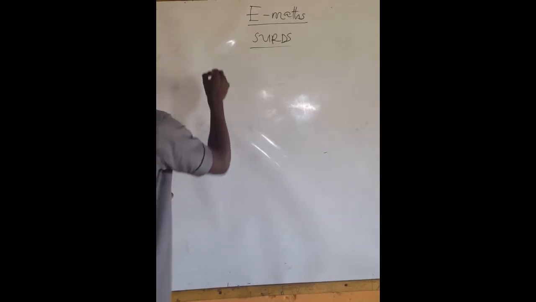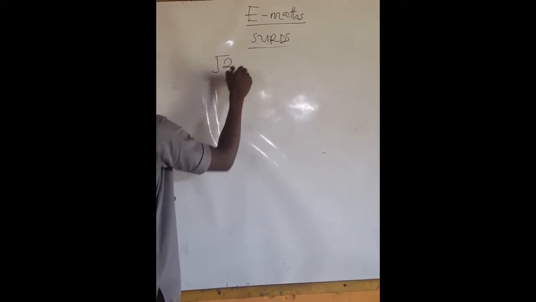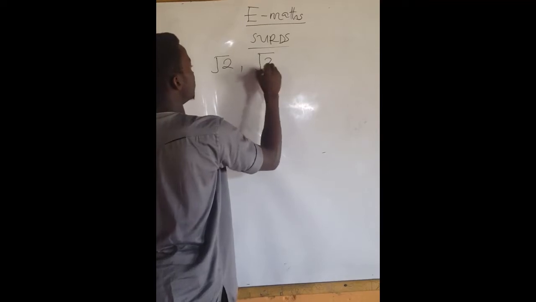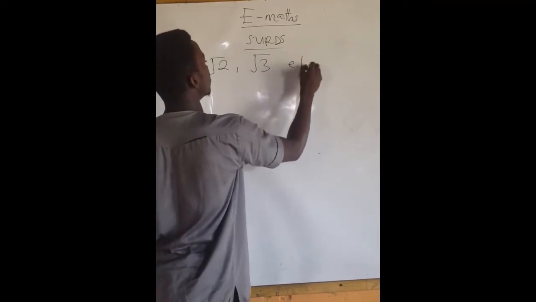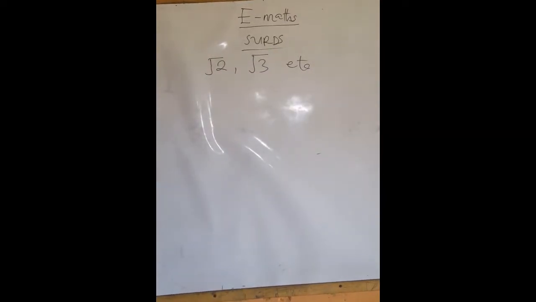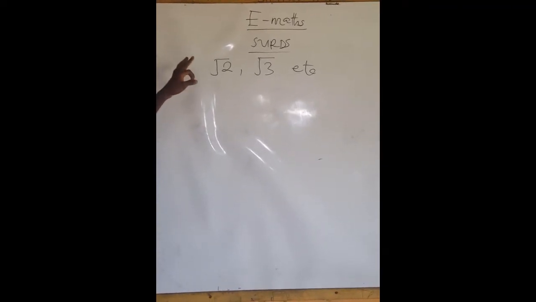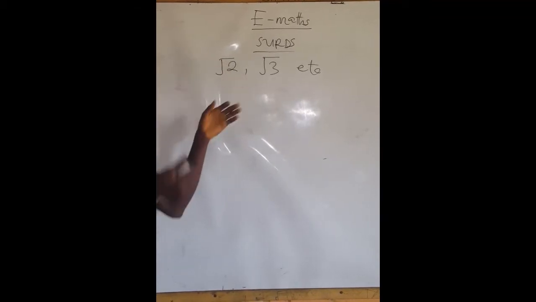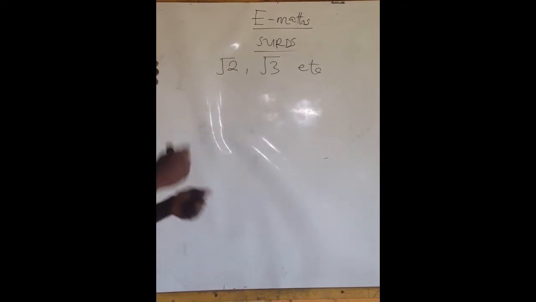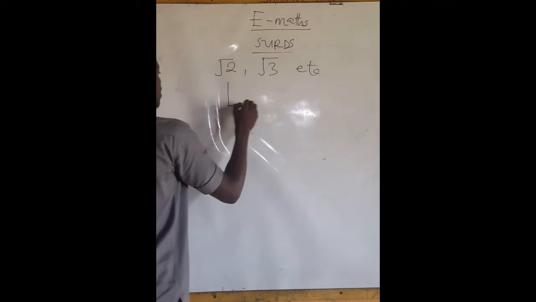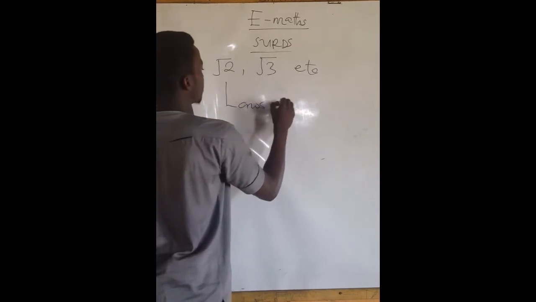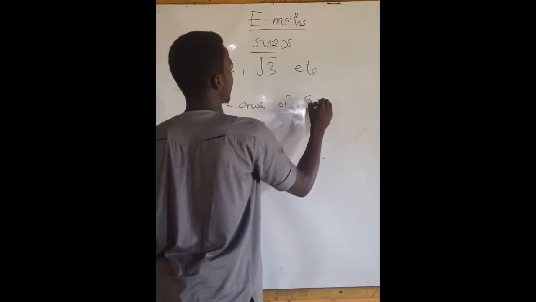But let's take numbers like root 2 and root 3. For these numbers, we can't find out their exact square root. So this is where surds come in. Let's take the laws of surds.